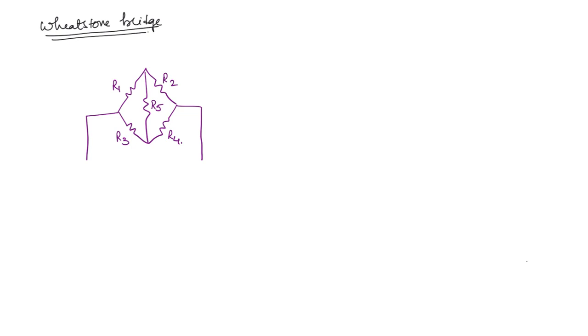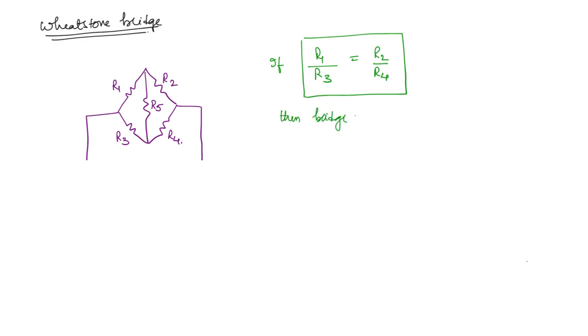So what is the condition? If R1 by R3 is equal to R2 by R4. Or in other manner you can also write R1 by R2 is equal to R3 by R4, right? It is one and the same condition. So if this condition is satisfied, then the bridge is said to be balanced.